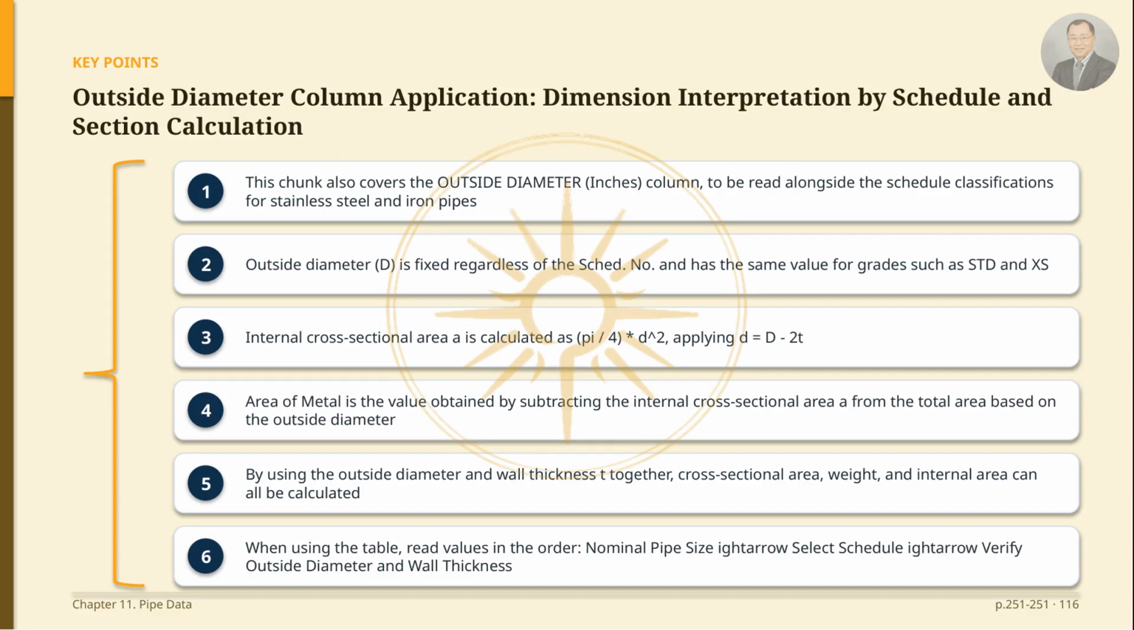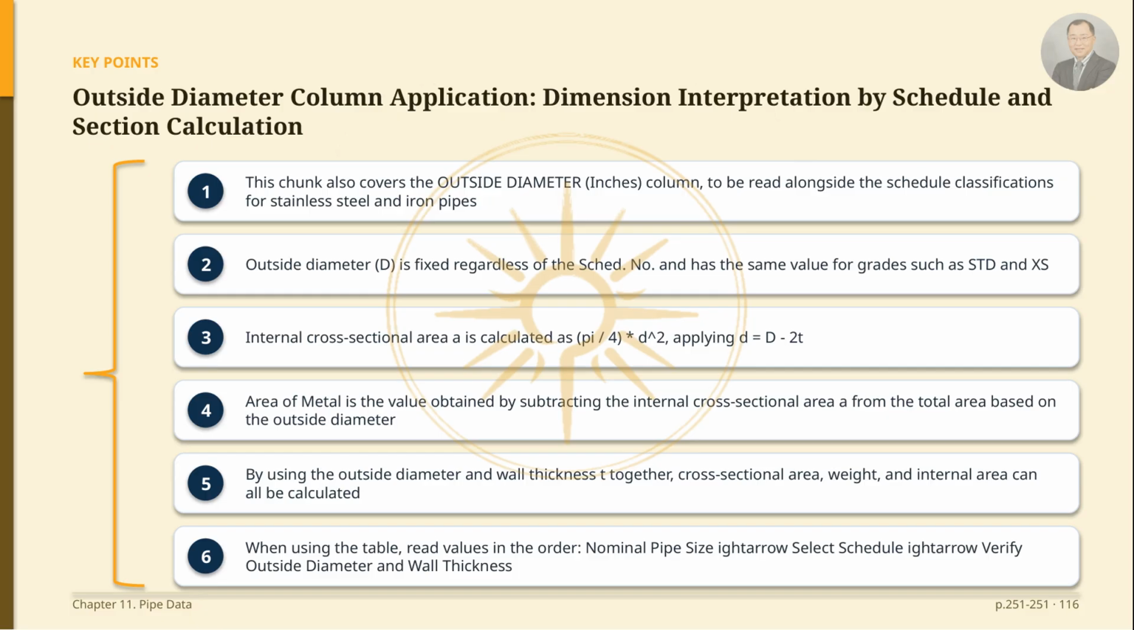Finally, I will explain how to actually utilize the outside diameter column, focusing on dimensional interpretation by schedule and cross-sectional calculations. This outside diameter column is provided in inches and is read alongside the schedule number distinctions for stainless steel and iron pipes. As mentioned previously, the outside diameter D is fixed regardless of the schedule number and has the same value for grades such as STD, standard, or XS, extra strong. Based on this outside diameter, the internal cross-sectional area is calculated as pi divided by 4 times d squared, where d is the inside diameter calculated as D minus 2T.